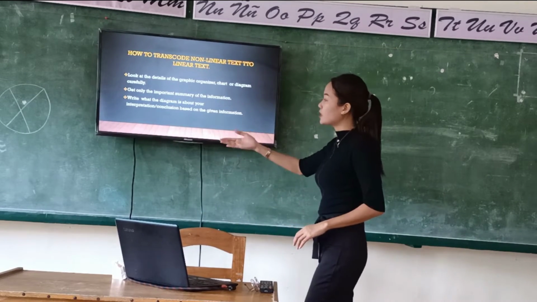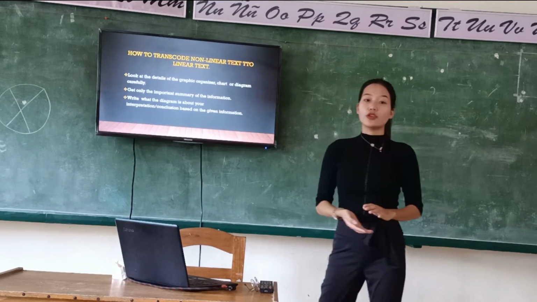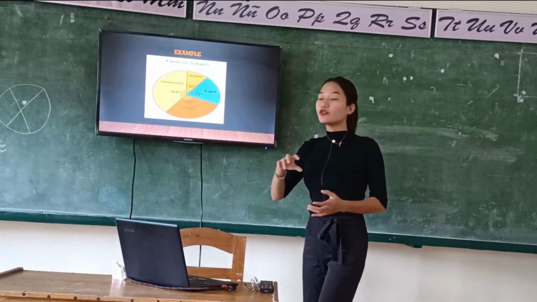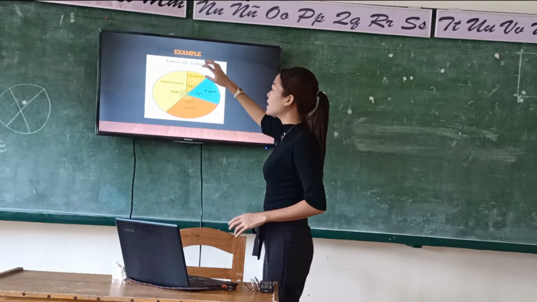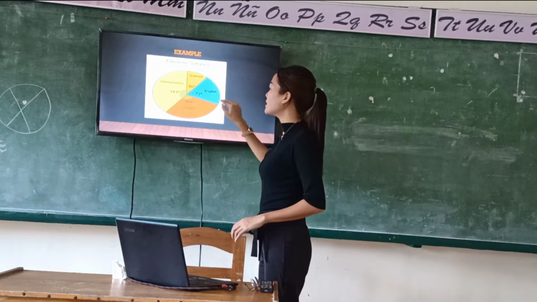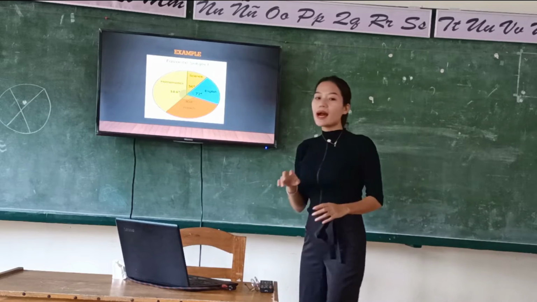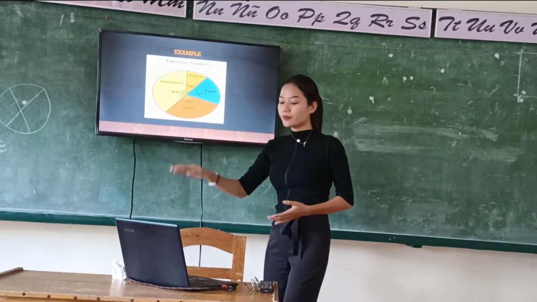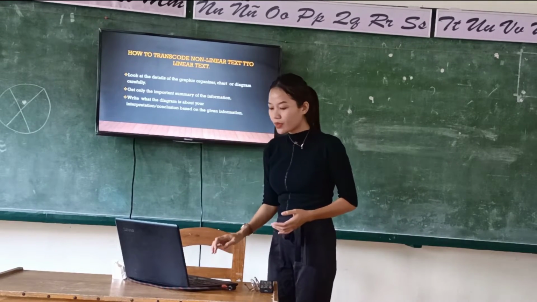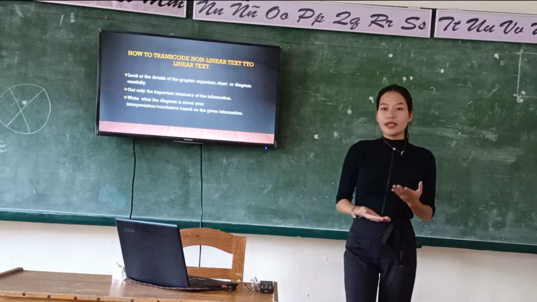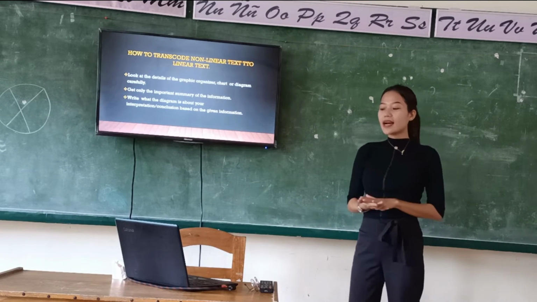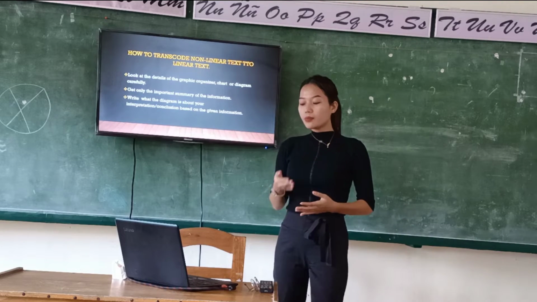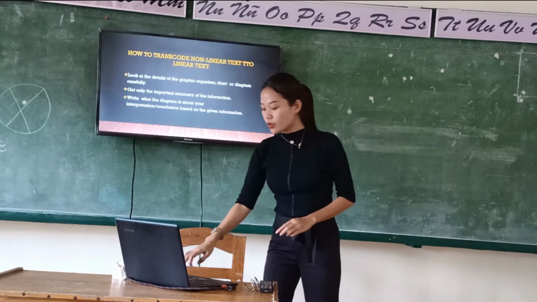So the next is we get only the important summary of information. With the example of this one, the important information here was the favorite subject: math, science, English, French, and we have differentiated them according to the proportion. Okay, so next, I want you to write what the diagram was about, an interpretation based on the given information.